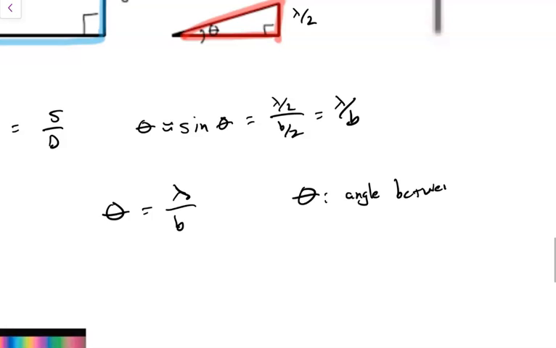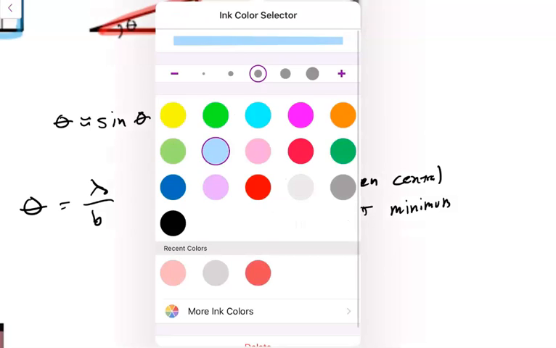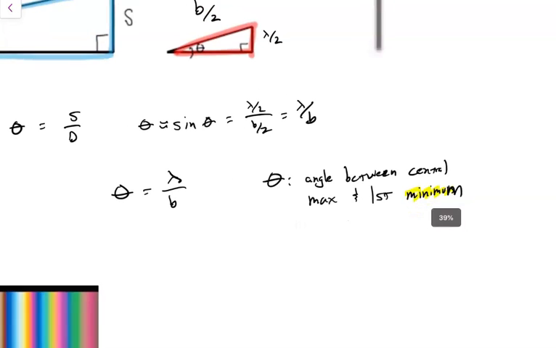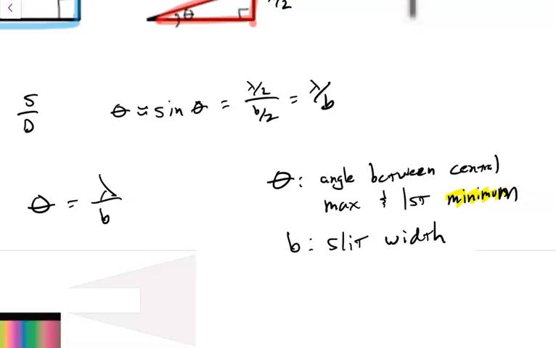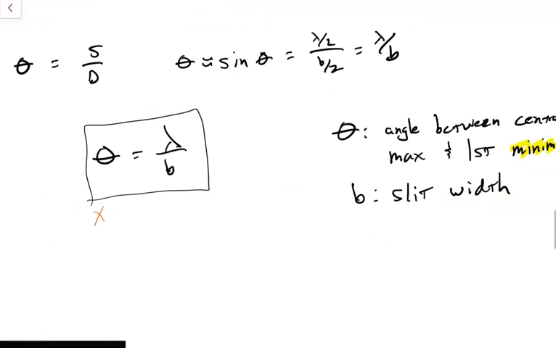And this theta is the angle between central max and first minimum. And that's super important, especially first minimum. That's what that says. And b is the slit width. So this equation right here, that is in your data booklet.